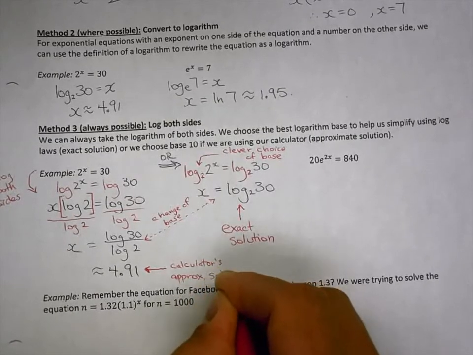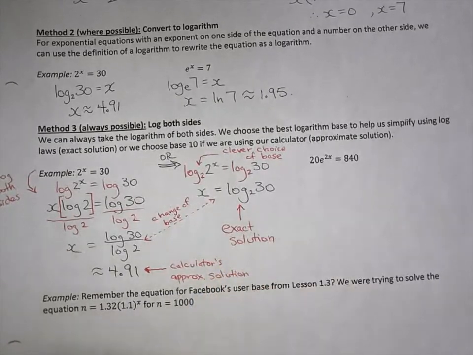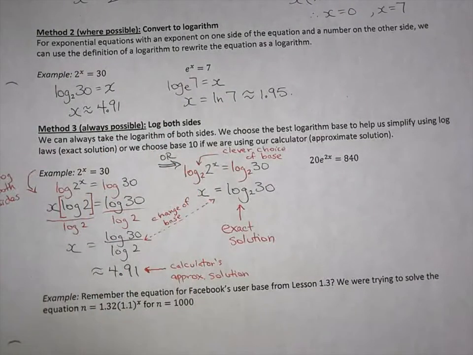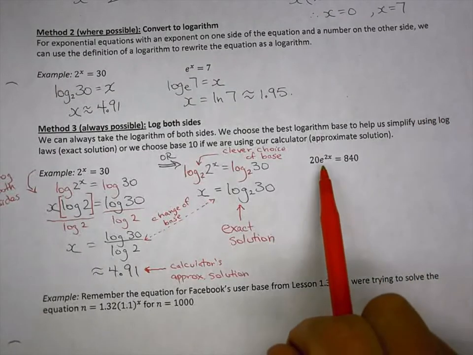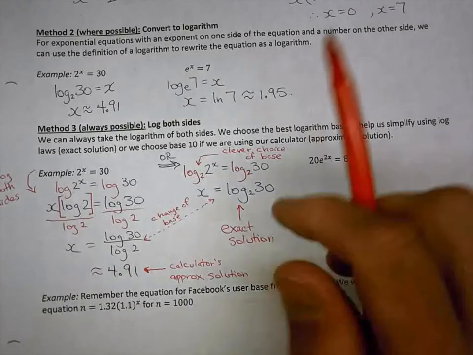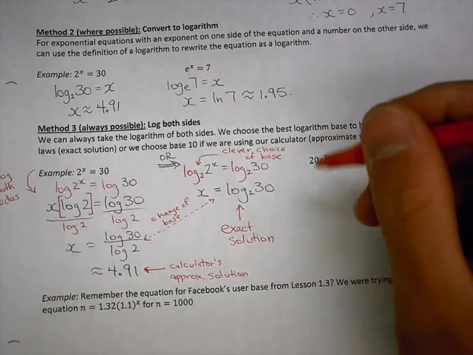Either way, the solution method is the same: you log both sides, and then you use your log manipulation to find the final answer. Let's do another example. So I see this question here. I have an unknown in my exponent. I know I have to use one of my three strategies. I'm going to log both sides.